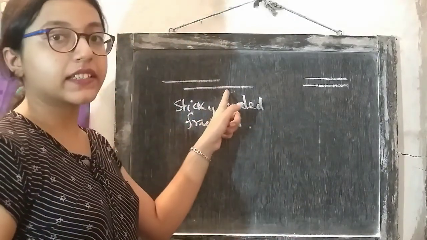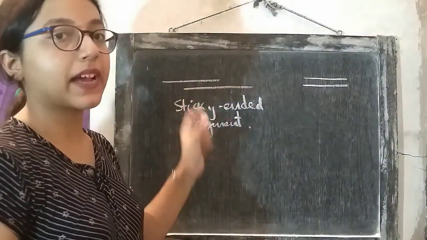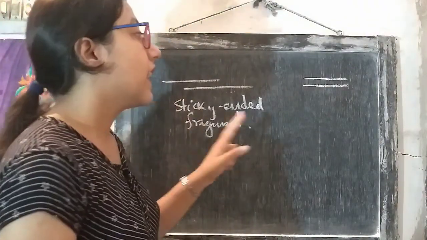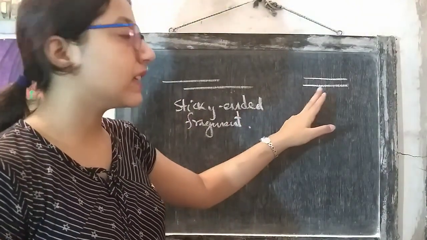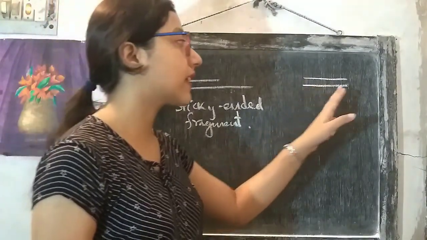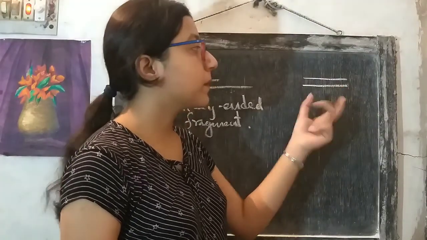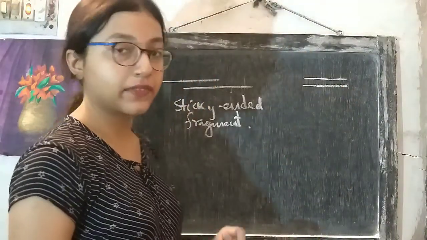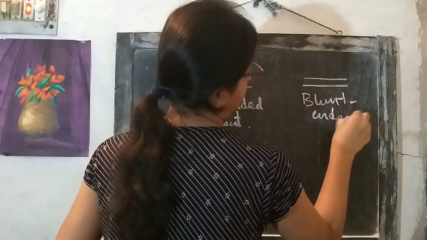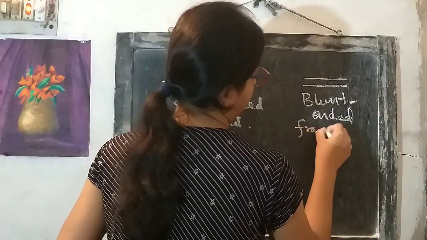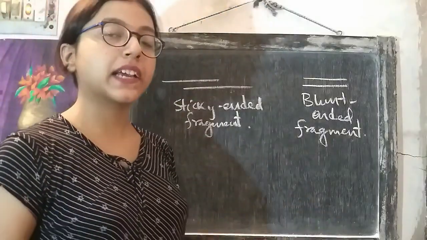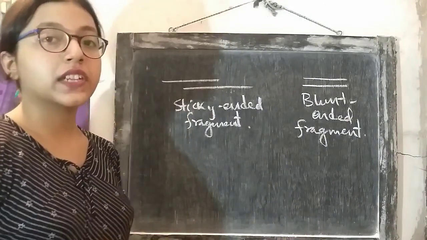When single-stranded parts are present in a DNA fragment at both the ends, this type of DNA fragment is called a sticky-ended fragment. And another kind of fragment is the blunt-ended fragment, because there are no single-stranded overhangs at the end of the DNA molecule. So this type of fragment is called a blunt-ended fragment. These are the two different types of fragments that can be produced by a restriction endonuclease.